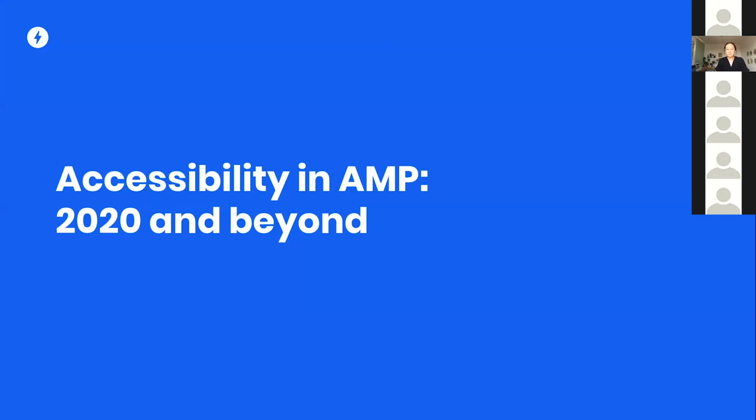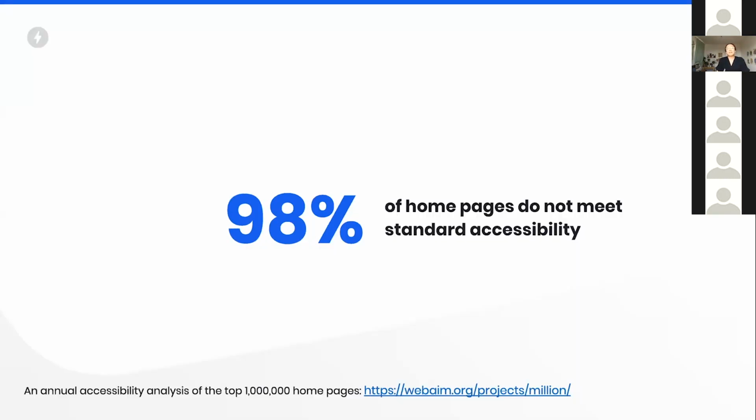But first, I want to cover two facts. To set the stage, the Web Accessibility in Mind organization conducts an annual Million Pages project that assesses the top 1 million homepages on the web. They found that 98% of homepages do not meet standard accessibility with respect to the Web Content Accessibility Guidelines. And let me be clear, these are only the automatically detectable errors. Those constitute only a small portion of all possible WCAG failures, so the single and double A conformance levels are likely much lower than even reported here.